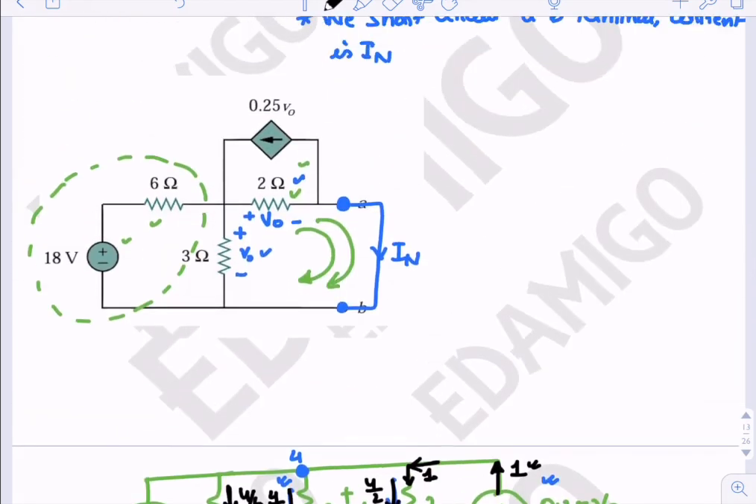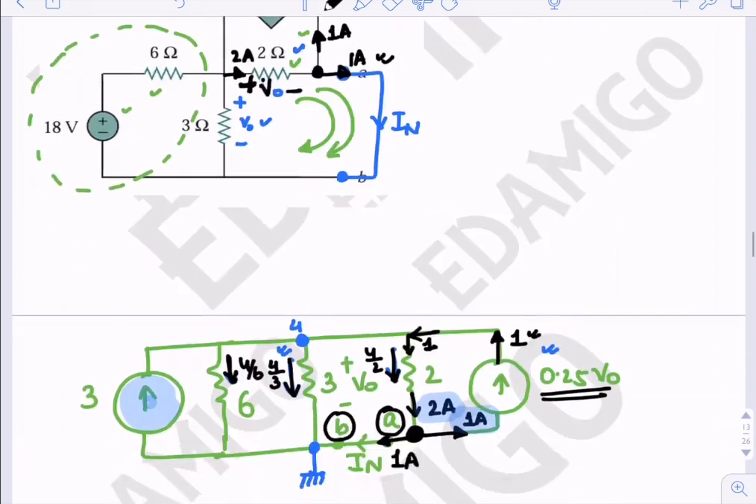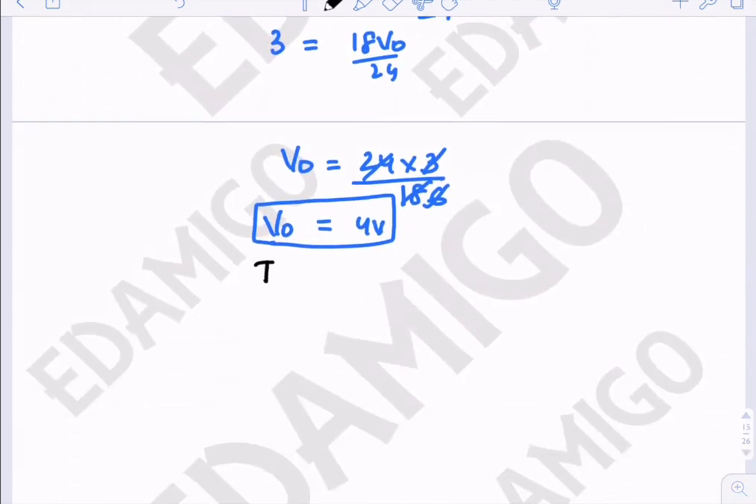Or we can do it like this also. Since we have solved for V0, between these two terminals we have V0 voltage, that is 4 volts. So the current in this branch will be 2 amperes. At this node, the current in this direction is 0.25 V0, that is 1 ampere. So the current in this direction will be 1 ampere. So we can solve here also after finding out the value of V0. So we have solved: IN is equal to 1 ampere.